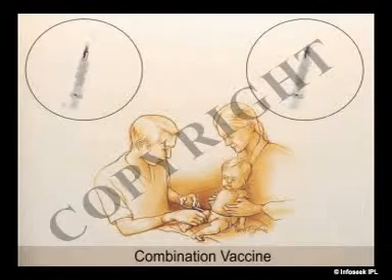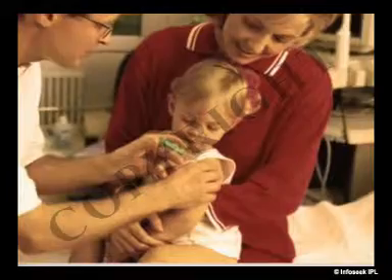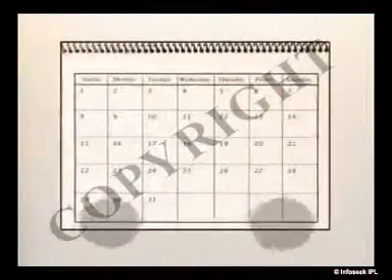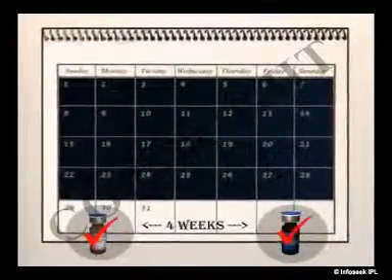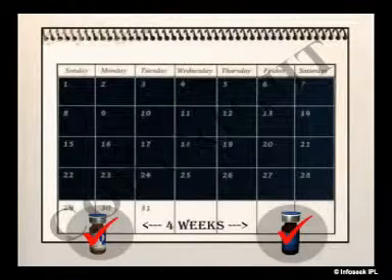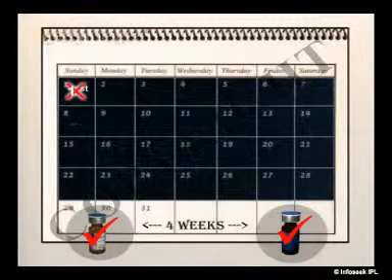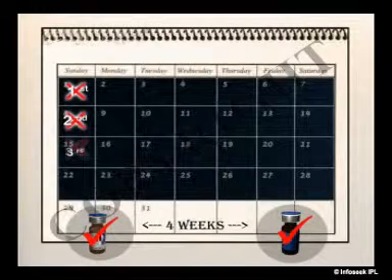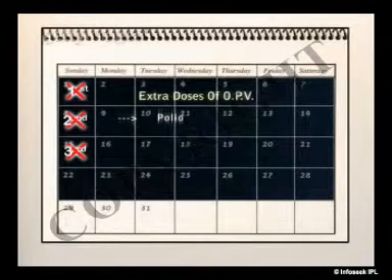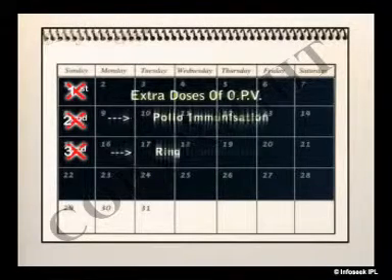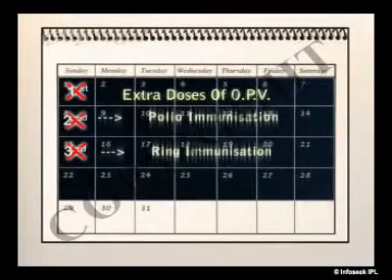As time goes by, more and more combination vaccines will be available to reduce the number of pricks. Therefore, any number of vaccines can be given on the same day at separate sites, but if not given on the same day, there should be a gap of 4 weeks between two vaccines in general. One should not give one vaccine today, second after 7 days, and third vaccine after another 7 days. Extra doses of OPV, like in polio immunization or ring immunization, are notable exceptions to this rule.